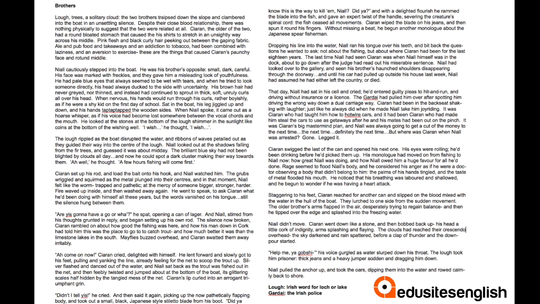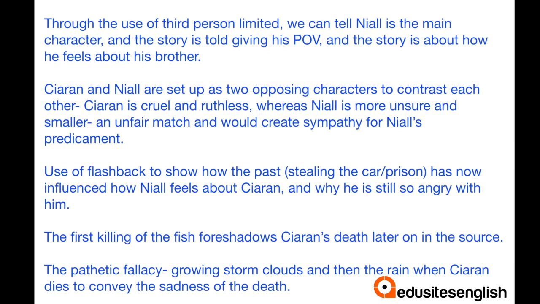There's plenty to talk about in terms of structure for this short story. All of these points would be valid things to bring up for analysis. Use of third person limited, 2 opposing characters, there's a flashback in there, there's a bit of foreshadowing when the fish is killed initially and then Kieran dies later on, and a pathetic fallacy, so you've got storm clouds brewing.